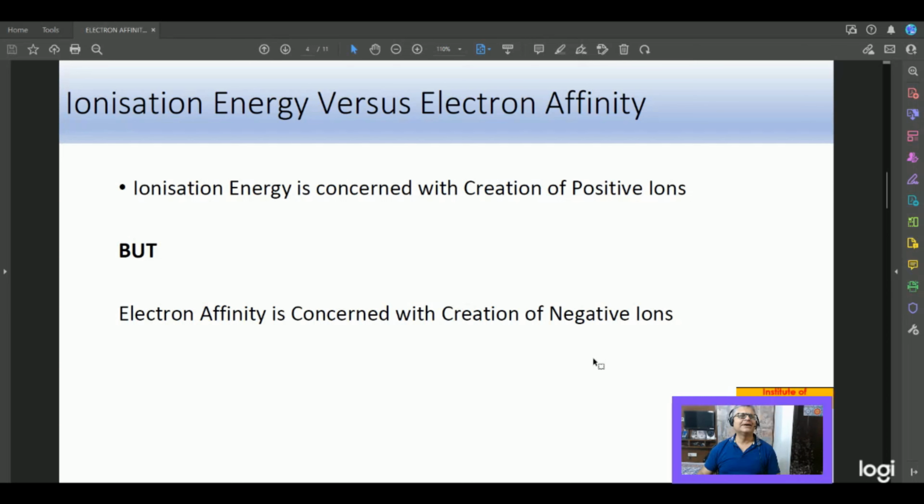However, the electron affinity is always concerned with the creation of negative ions. This should be clear in your head: what is the aim of using the ionization energy, and what is the aim of electron affinity energy? Entirely different. One results in the creation of negative ions. We just studied it before this slide.